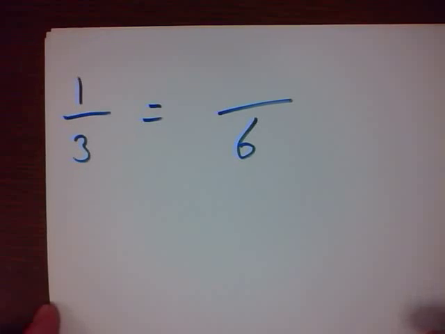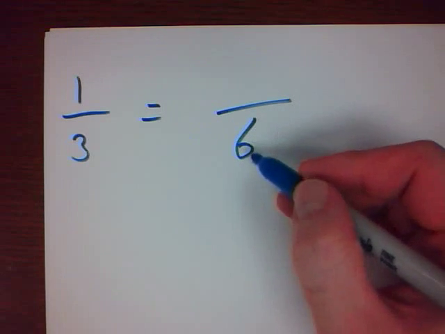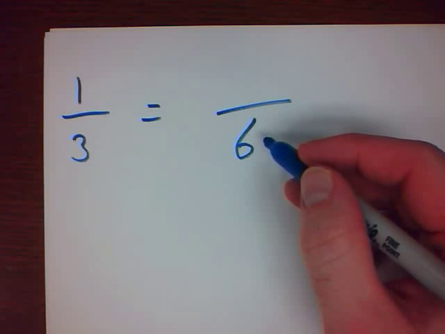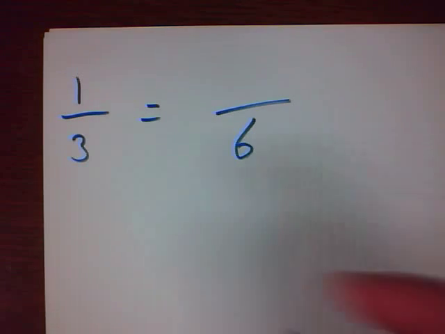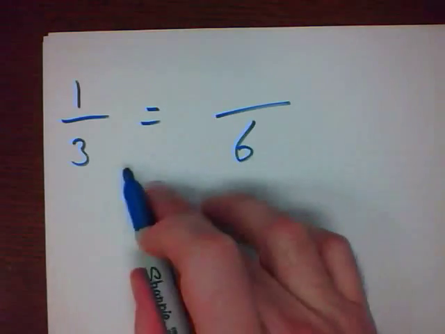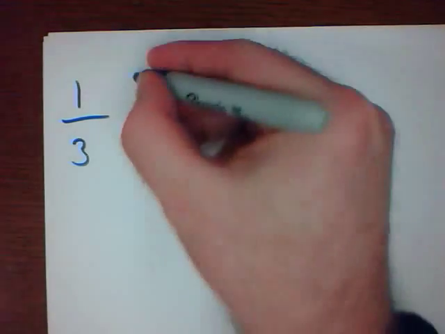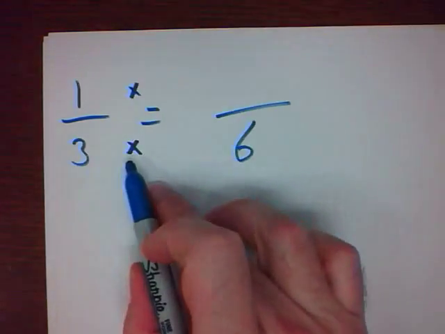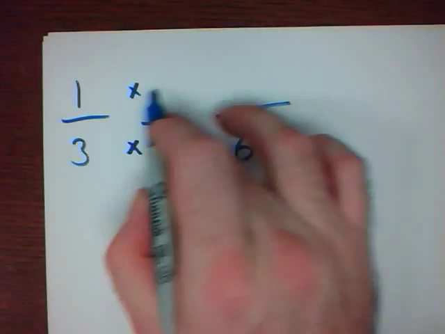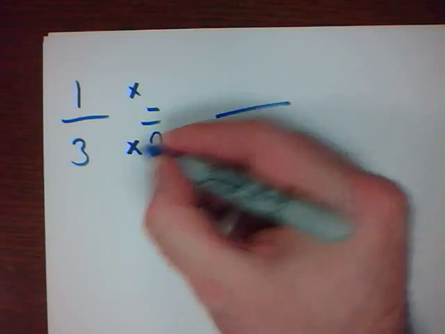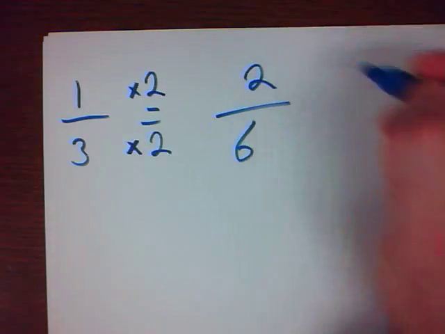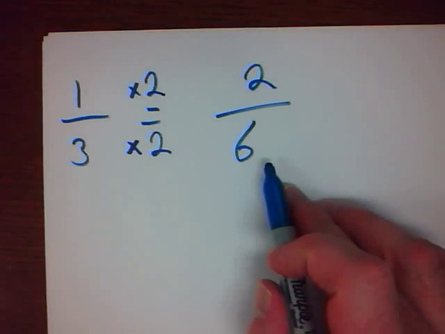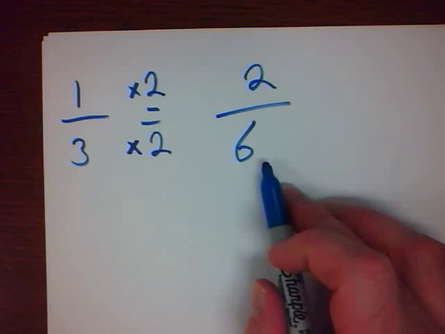But what if I'm given this kind of question? I have 1/3, and I want to put it into sixths. How many pieces will I have? Well, now you need to think. What do I multiply 3 by? What do I multiply by 3 to get 6? And I have to put the same number up here. Well, 3 times 2, that equals 6. Therefore, this has to be 2. 1 times 2 is 2. And that's how I solve that type of question.